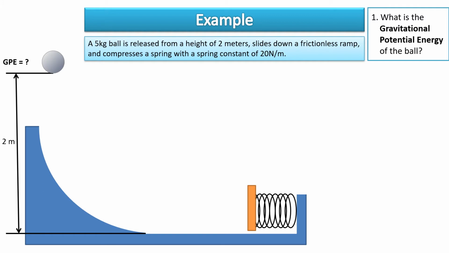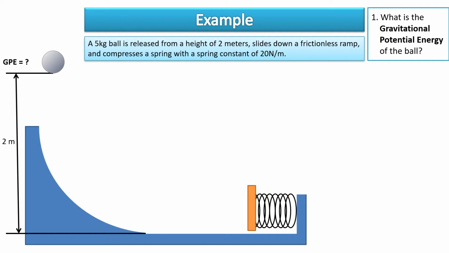So I just have one example for you, and then we're done. It says, because we already know all the different types of energy, now we just have to apply it to a bunch of different situations. In this case, a 5-kilogram ball is released from a height of 2 meters, slides down a frictionless ramp, and compresses a spring with a spring constant of 20 newtons per meter. So the question here is, what is the gravitational potential energy of the ball in the position shown?